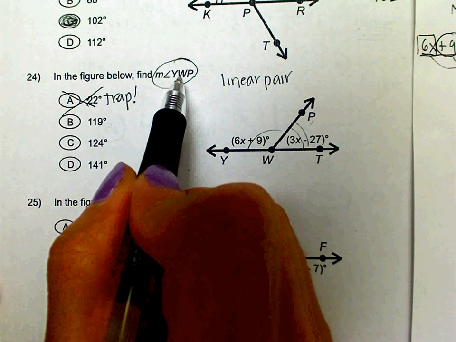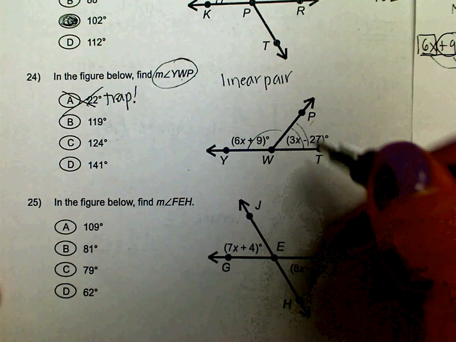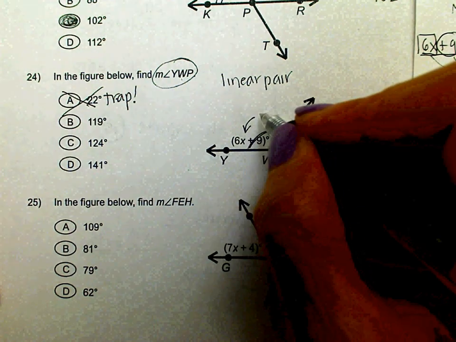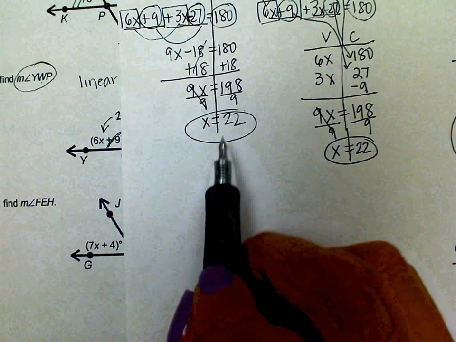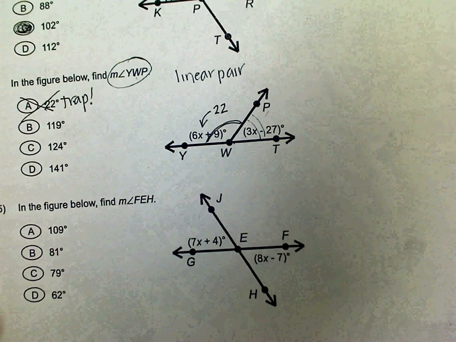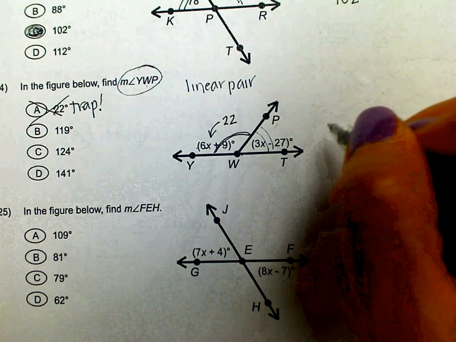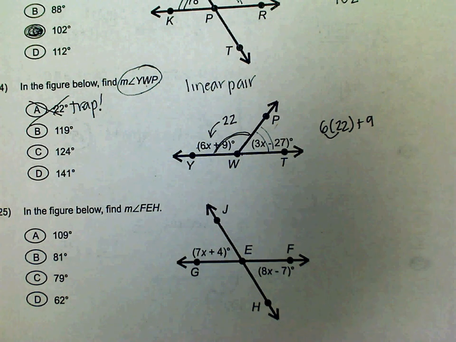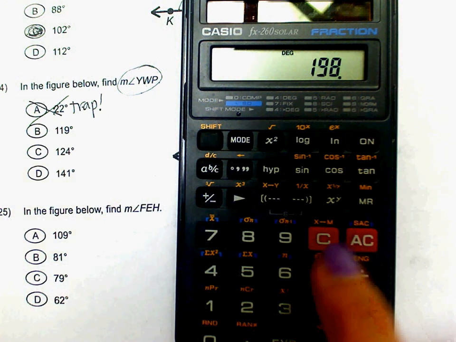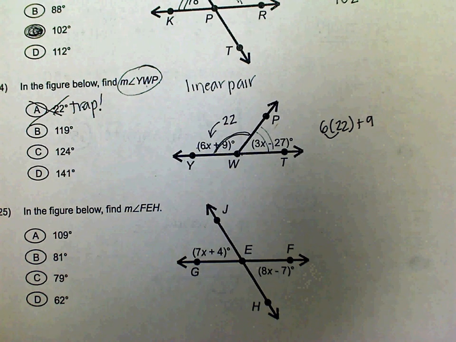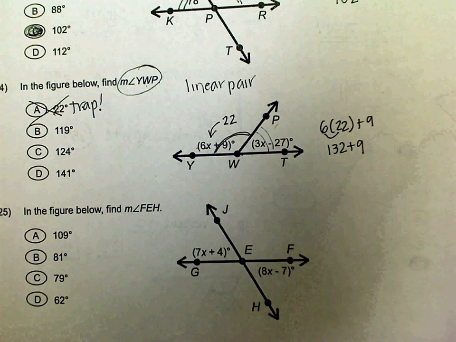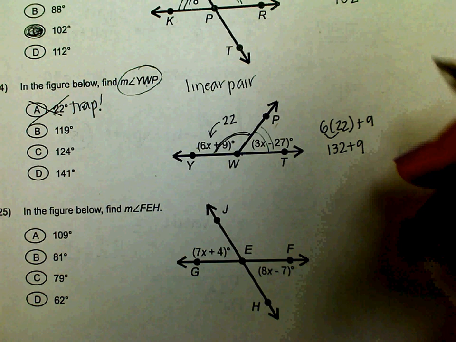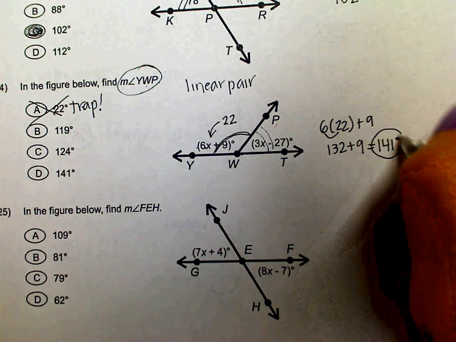So let's go back. So YWP is this angle. We want that one, which means we're going to plug in our 22 here. Where did the 22 come from? Is where we found x. So instead of 6 times x plus 9, we're going to do 6 times 22 plus 9. Let's multiply that. So 6 times 22 equals 132 plus 9. Well, 132 plus 9 should be 141. Okay? That's the actual measure of angle YWP, which is this one.